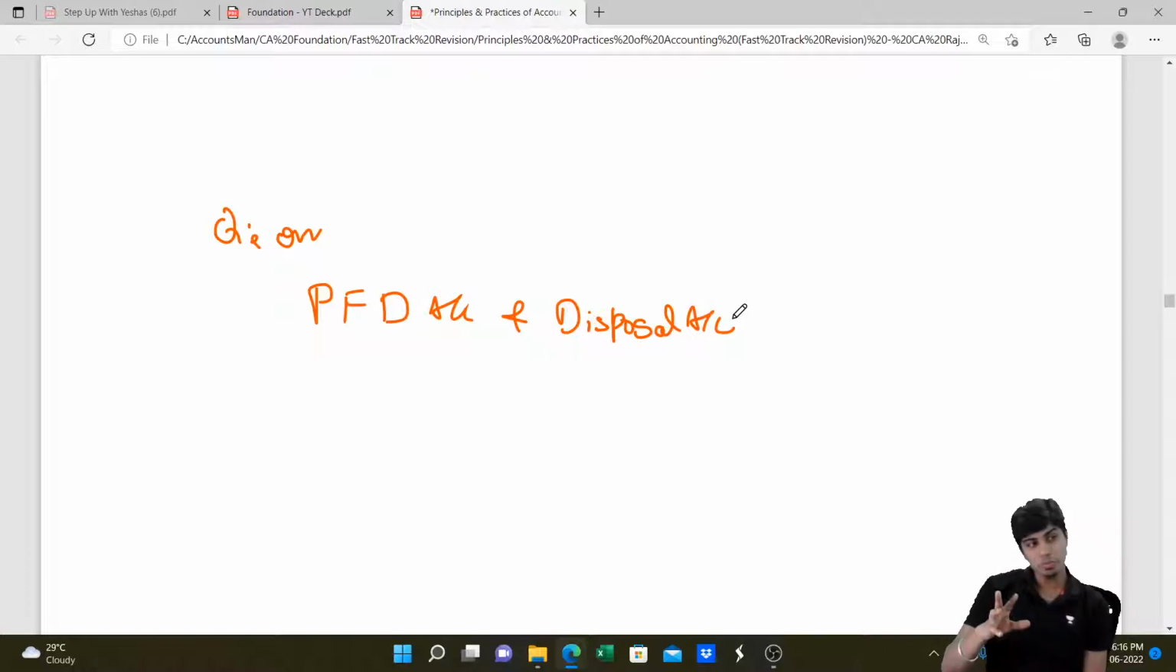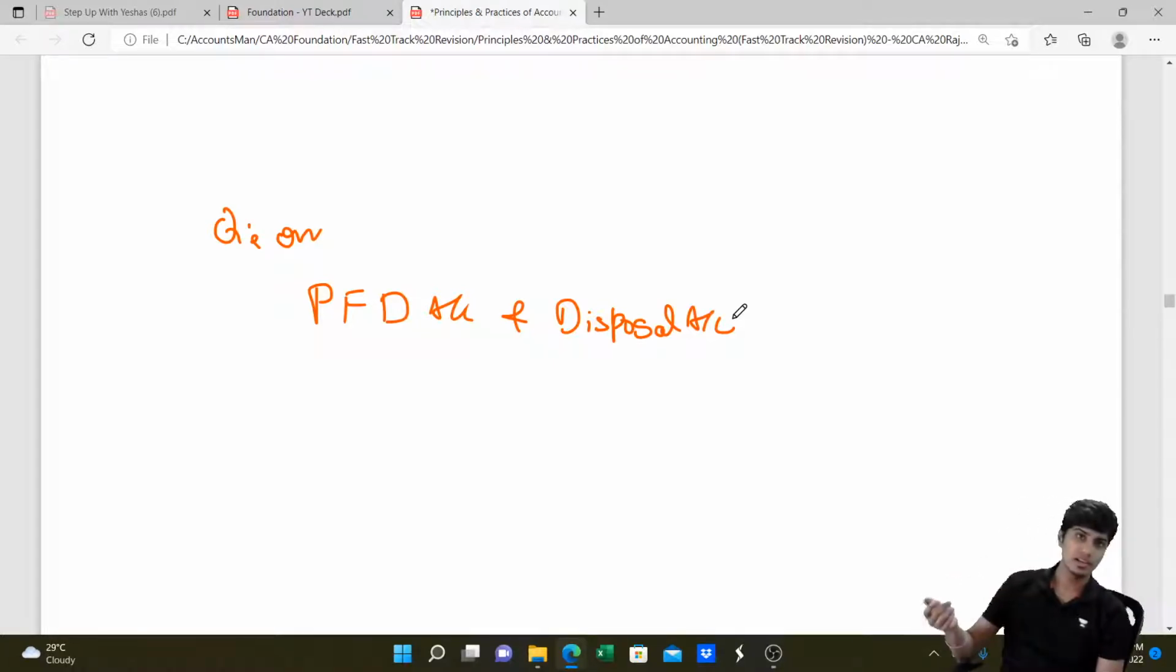In fact, the disposal account is not the difficult part. The disposal account makes it very simple, very easy for you to understand how exactly the profit or loss arising on the sale of an asset is computed. So that is one part on which I would recommend you practice a few problems.